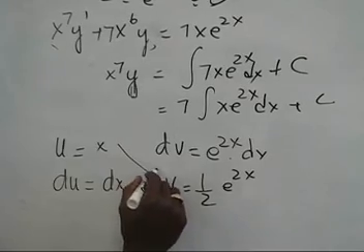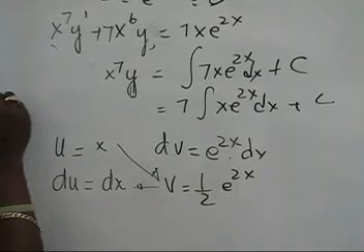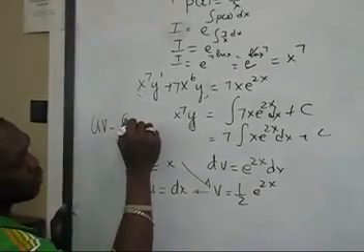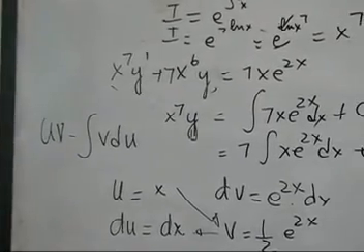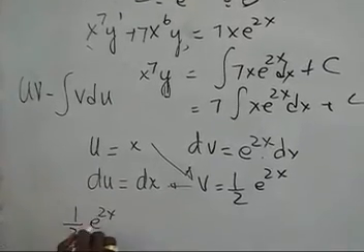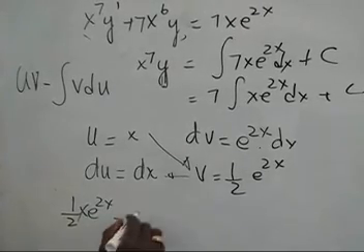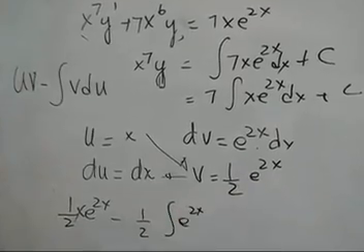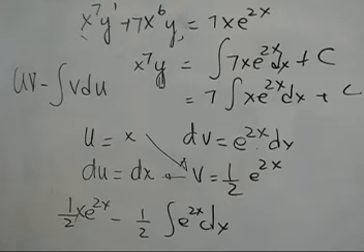So I'm going to use the formula for by parts, which is uv minus integral of v du. Right? So I have 1/2 e to the 2x, let me put the x here, minus 1/2 integral of e to the 2x dx. Makes sense, right?